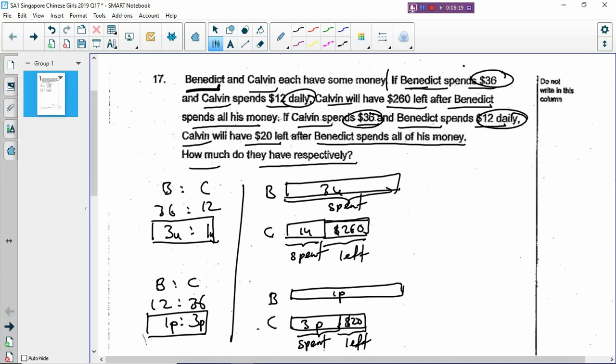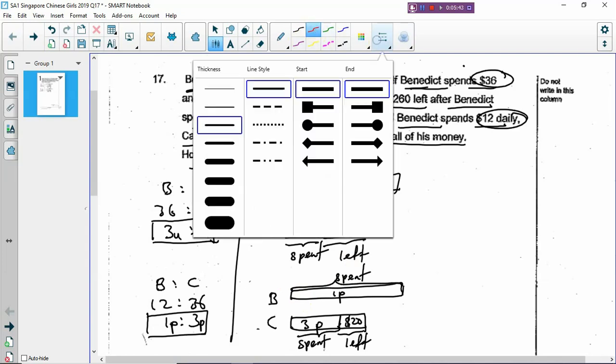So let's double check. So if Kelvin spent $36 or three parts, and Benedict spent $12 daily, which is one part. Okay, one part. Kelvin will have $20 left after Benedict has spent all his money. Okay, so this is spent, right? Benedict spent all his money. So how much do they have respectively?